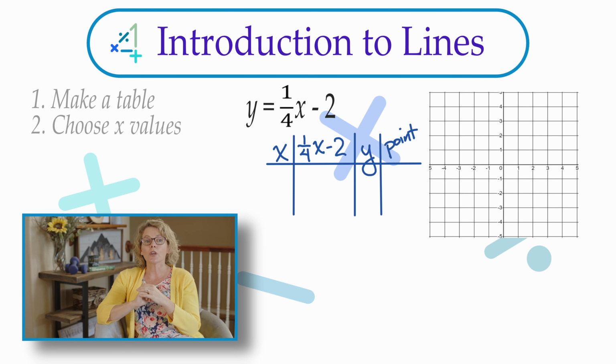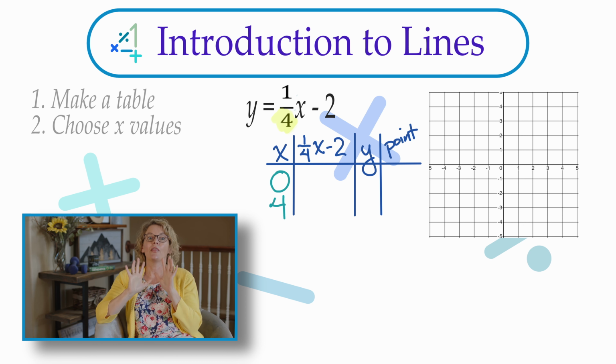Now, we choose our favorite x values. I always choose 0, easy enough. Because this one has a fraction next to the x, I will not choose 1 for my x. I will choose the denominator of my equation's fraction, this 4 here. Put that 4 under the 0. That way, when I multiply, there will be no more fractions.